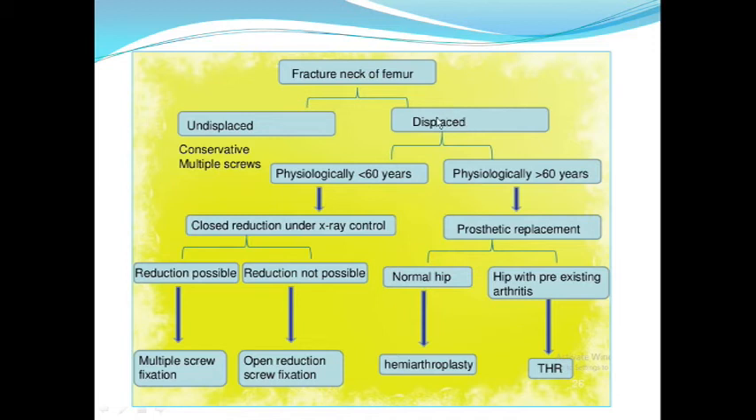When the fracture is displaced and age is less than 60 years, what do we do? We do closed reduction under X-ray. If reduction is possible, we do multiple screw fixation. If reduction is not possible, we do open reduction and internal fixation. In conservative management also there are certain methods. We reduce the hip, but usually it is not very effective in conservative management.